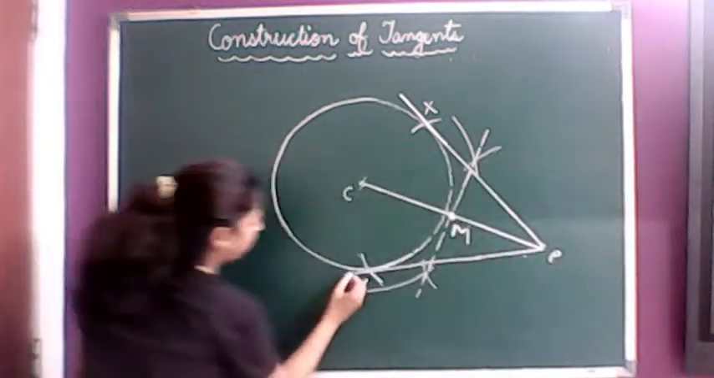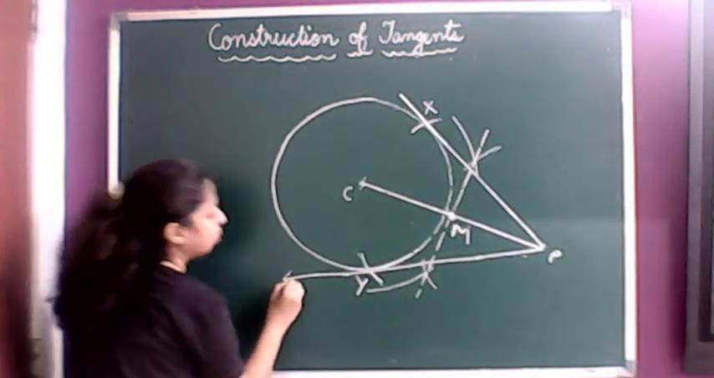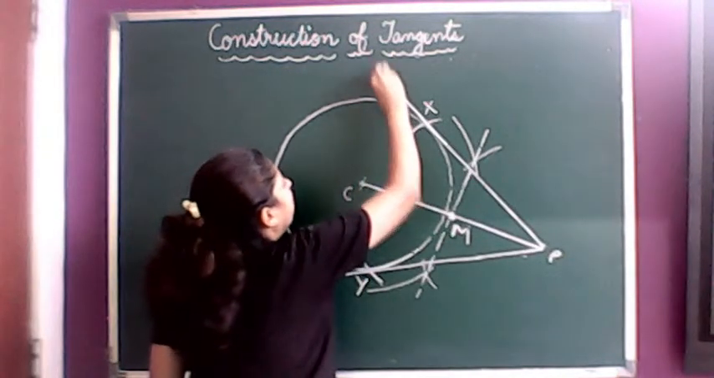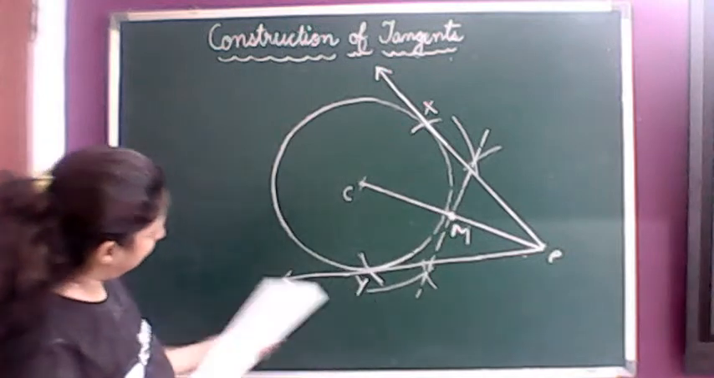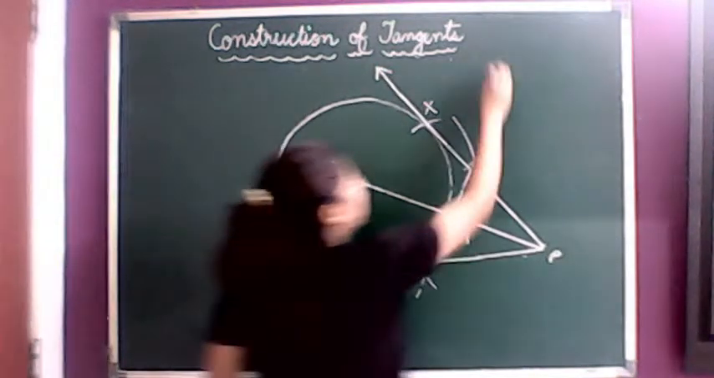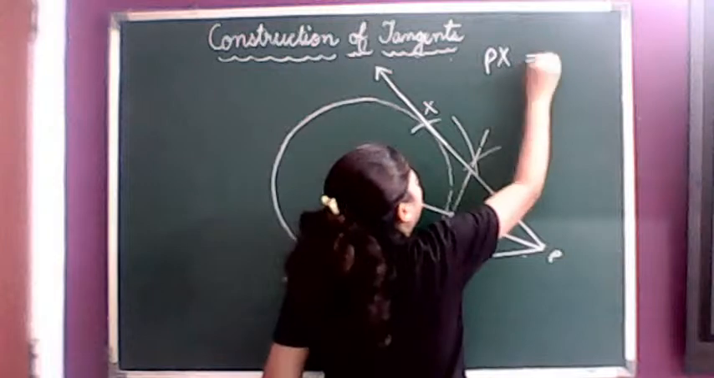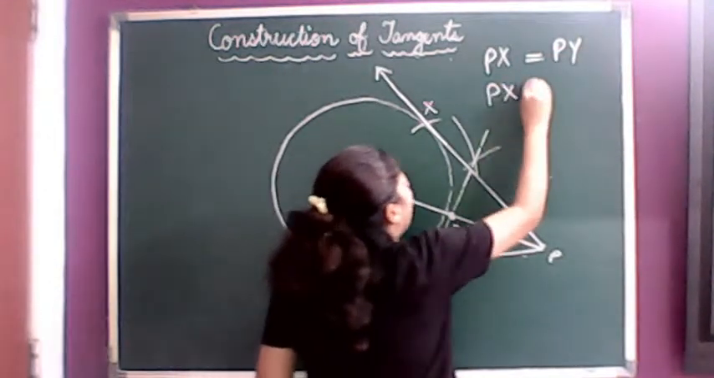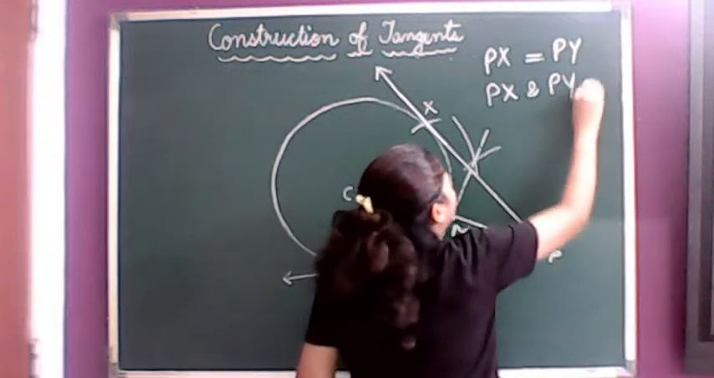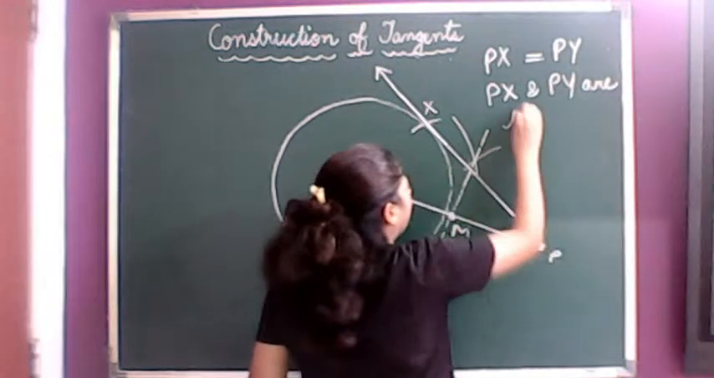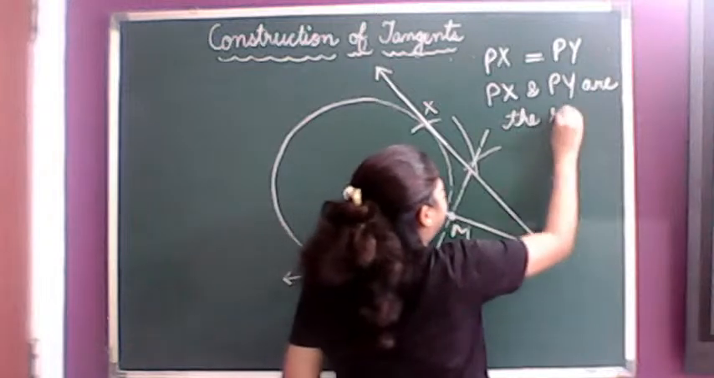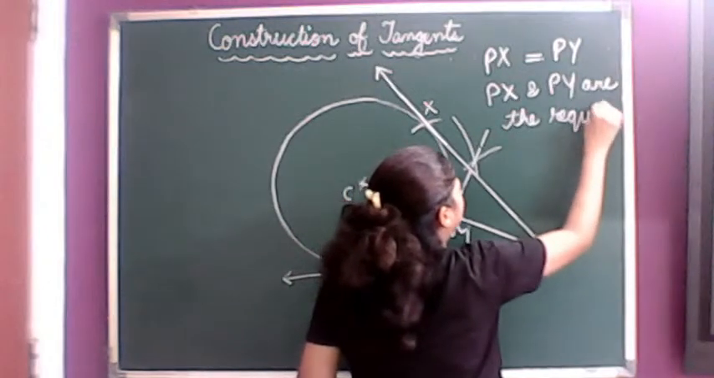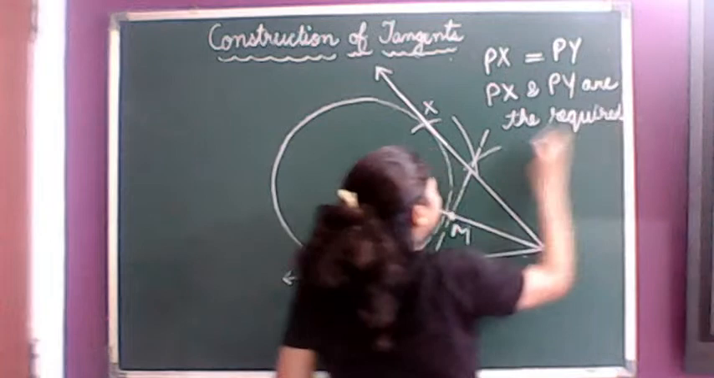Yeah, you have to extend it a bit and draw the arrow. Use a scale in doing this. My line went somewhere here. So your Px is equal to Py, and you can say here Px and Py are the required tangents.